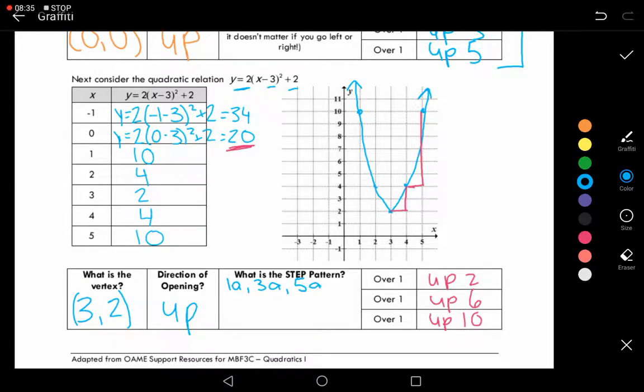So when we do that, our a value in this case is 2, right? And we can see that right there. So 1 times 2, 3 times 2, 5 times 2. When I simplify that, 1 times 2 is 2, 3 times 2 is 6, 5 times 2 is 10. Notice how those values are the exact same as these values here. So our step pattern is actually 2, 6, 10, and again, that would continue, etc. But we only really need those 3.